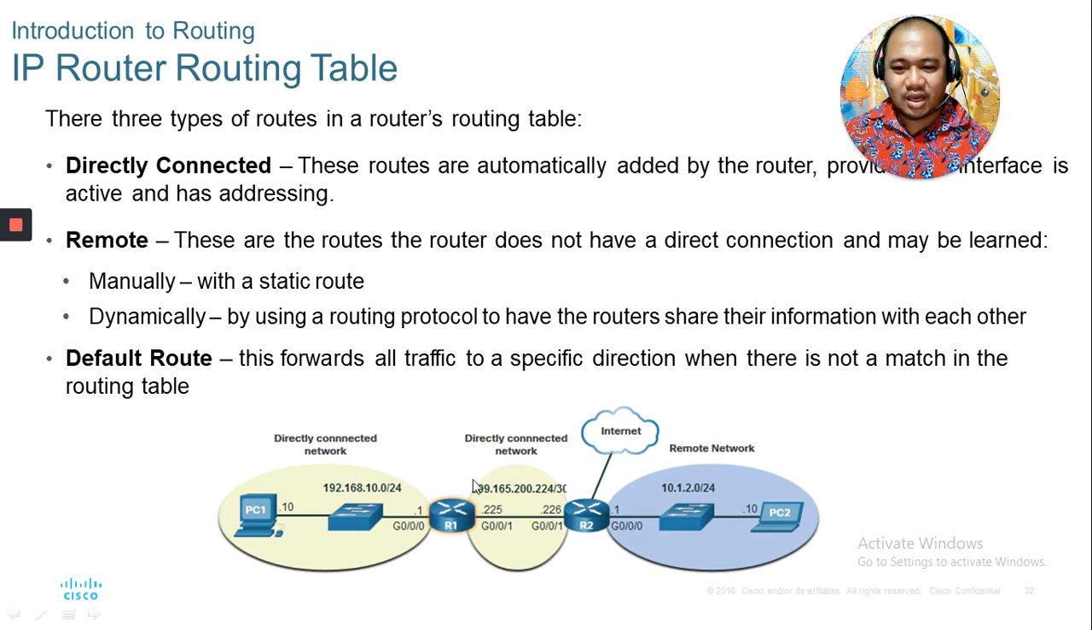If you are using a router here, you can configure it with a static route or a dynamic route, because we are using routing protocols. If you're using a dynamic route, you can configure it with Routing Information Protocol, Enhanced Interior Gateway Routing Protocol, and Open Shortest Path First. These are the three most common routing protocols for interior gateway routing.